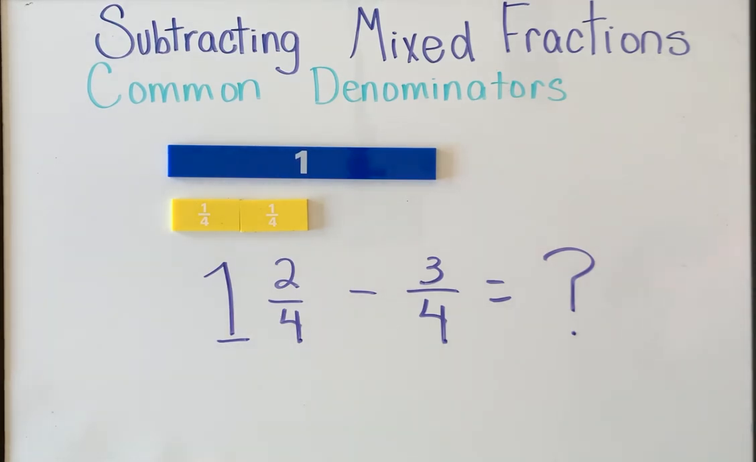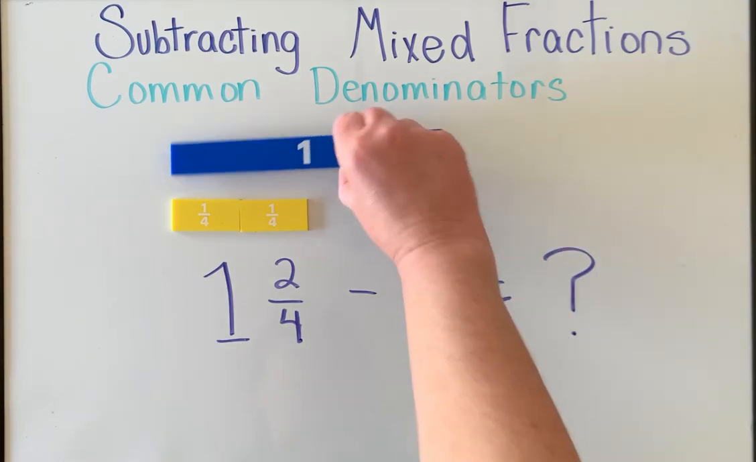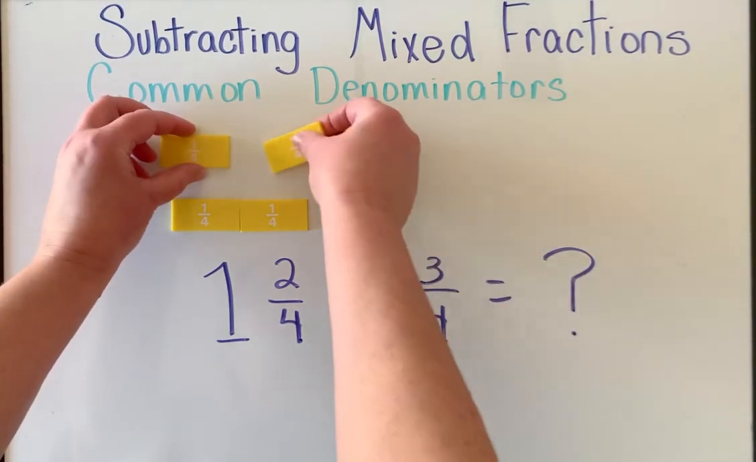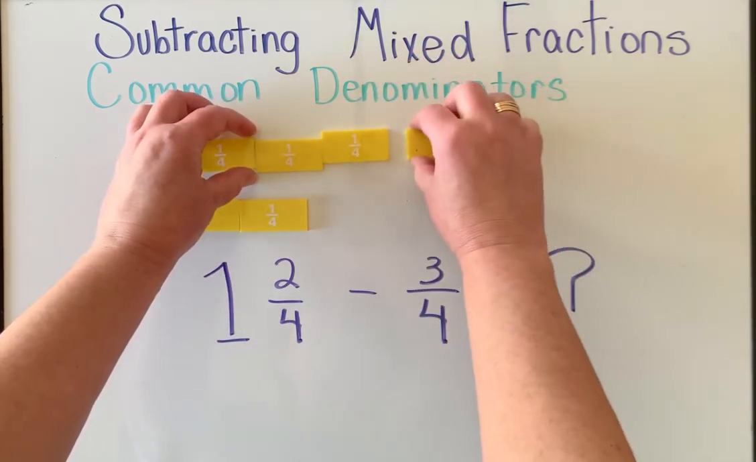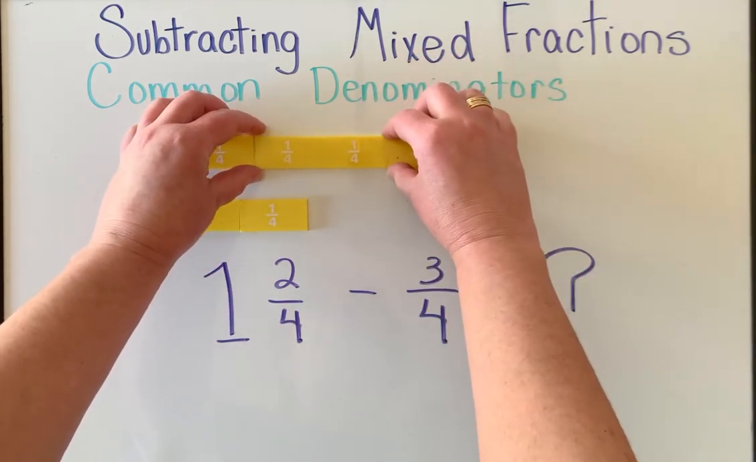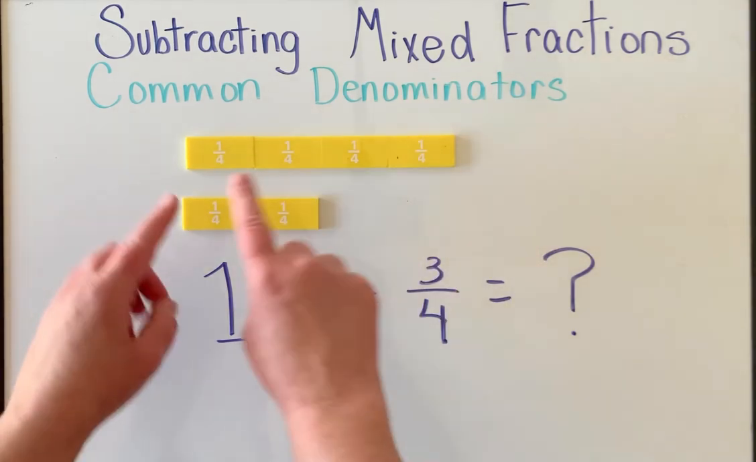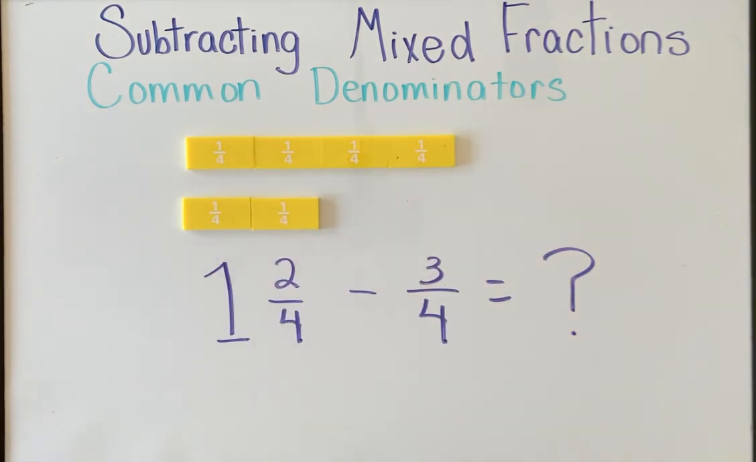So let's convert that now. I'm going to take my whole and I'm going to replace it with 4 4ths. I still have a whole there, but now I've got more 4ths. I still have 1 whole and 2 4ths. It is still there. Let's see what that looks like with our numbers.